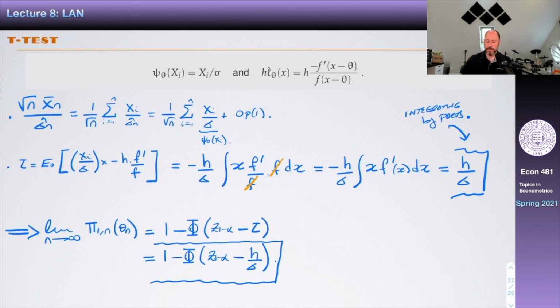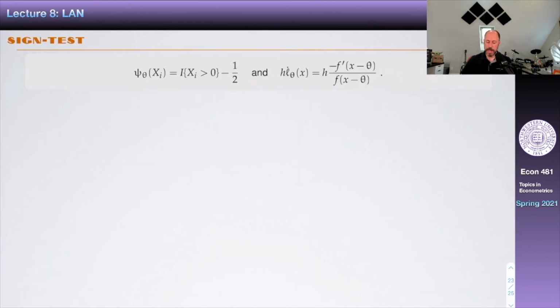So let's see what happens with the sign test, which took us a lot more work, and it required us to use CLTs for triangular arrays, and we had to be careful about how to deal with that, and we had to check the conditions of the Lindeberg-Feller CLT to get the behavior under the local alternatives. Well, now we're just going to look at that, and we're not going to need to do anything like that. So let's do that. So here we have the sign test.